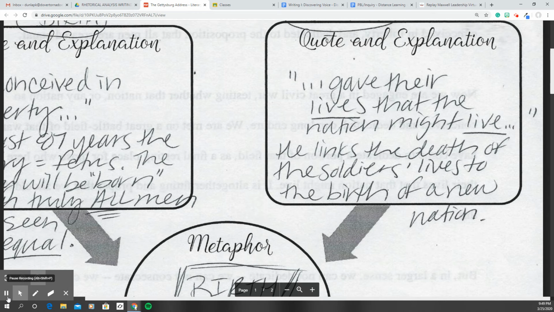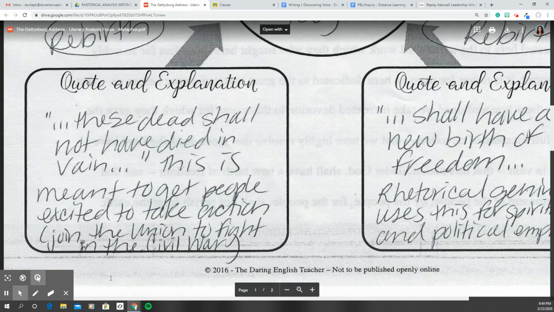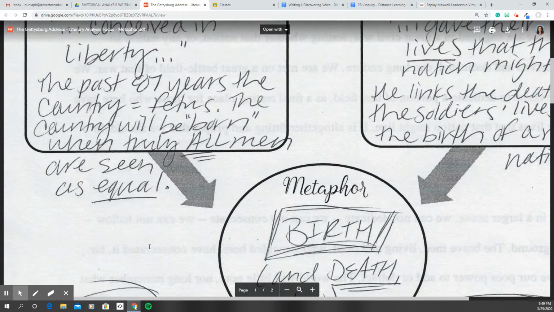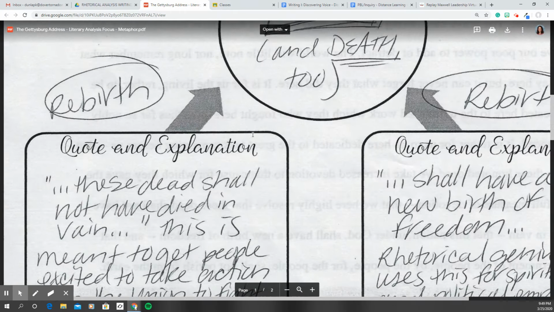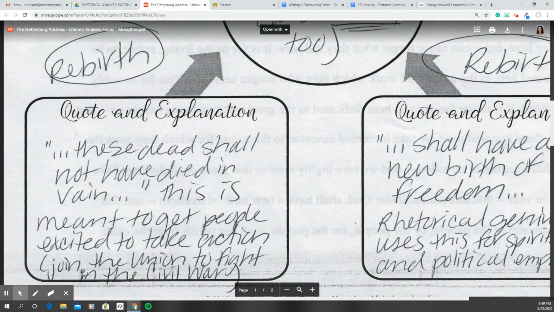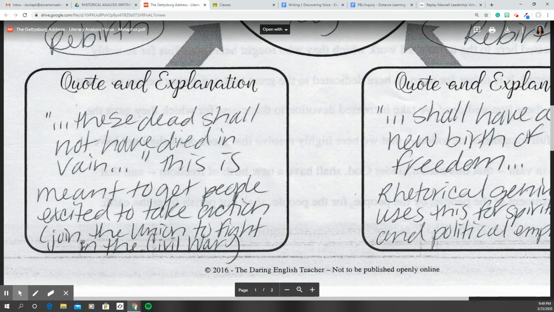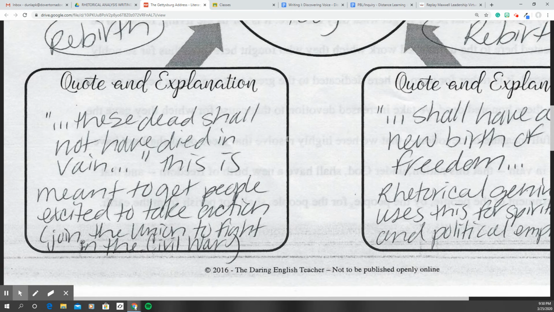Hopefully you can read my chicken scratch. Okay, the third example has to do with rebirth. Our first example was birth, second was death, and then third is rebirth, and our fourth, but we'll get there in a minute. Go ahead and copy this quote down. This is what I was just talking about.